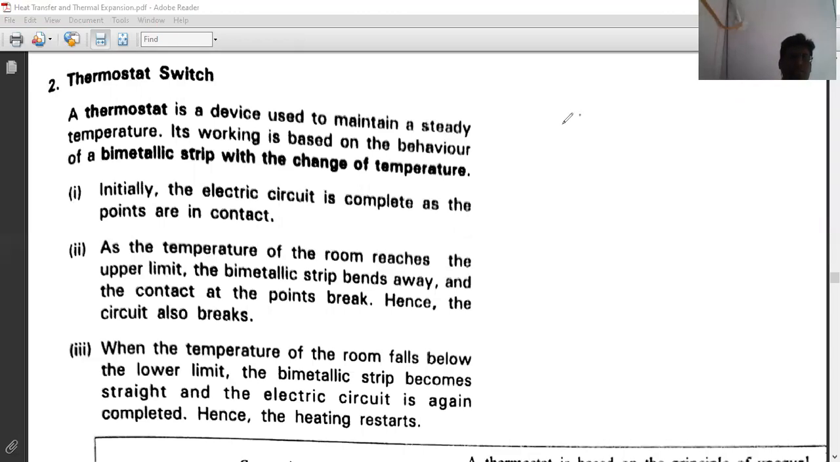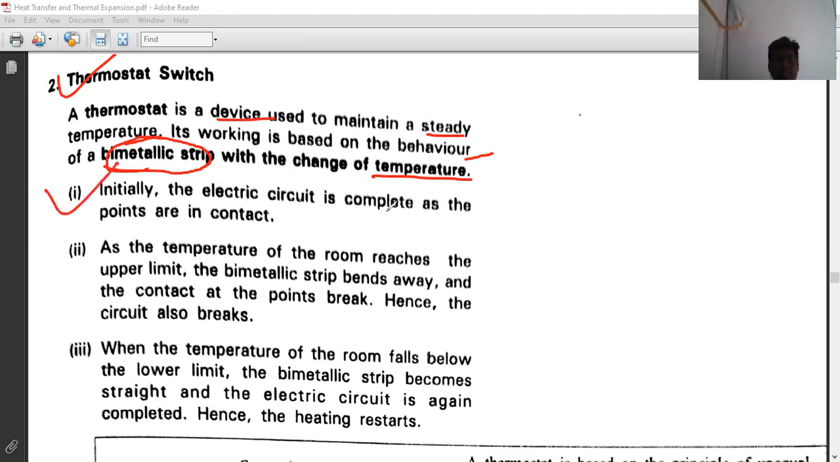Now look at the thermostat switch. So a thermostat is a device used to maintain a steady temperature. Its working is based on the behavior of a bimetallic strip with the change of temperature. So it is based basically on the bimetallic strip with the change of temperature.